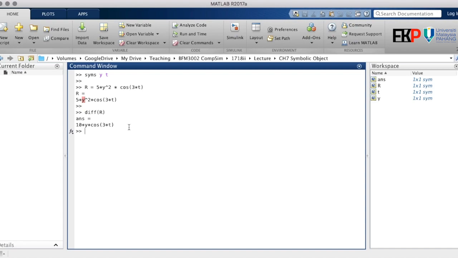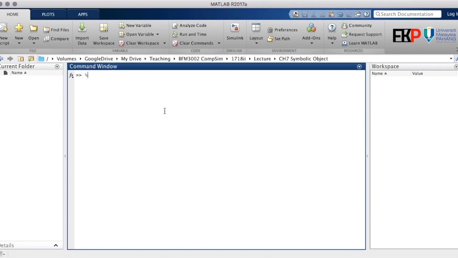In the case that we would like to differentiate with respect to t, we can type in diff of r comma t. This will give an answer of the differentiation of this equation with respect to t.